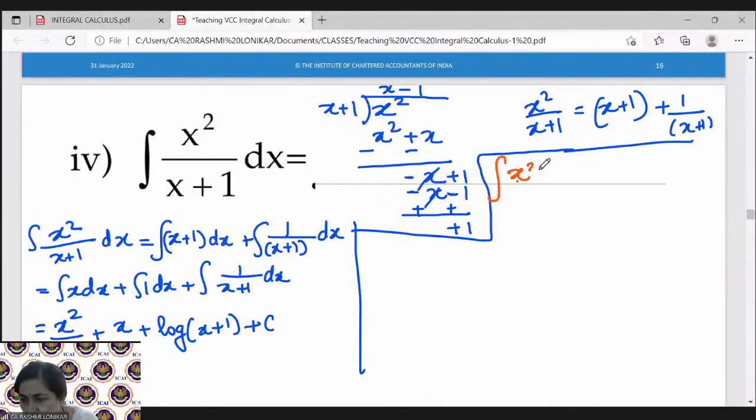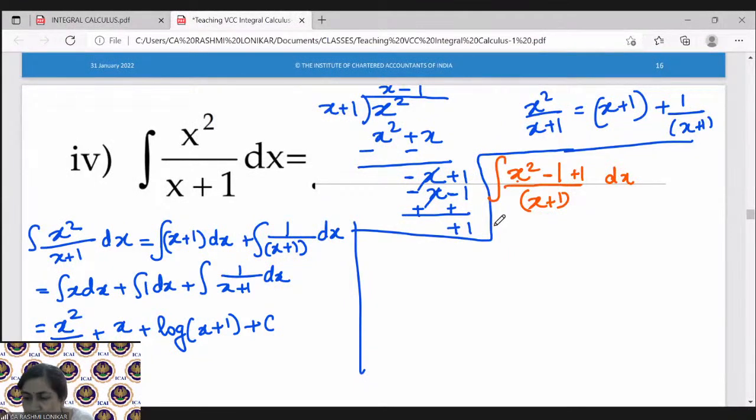This is x square. So in the denominator I have x plus 1. So what do I do? I say x square minus 1 plus 1. Can I write like this? Yes, because I'm subtracting and adding the same number, so that means I'm not doing any changes. I'm just writing x square minus 1 plus 1. Minus 1 plus 1 is what? 0. So the numerator remains as it is. This is just a rearrangement.